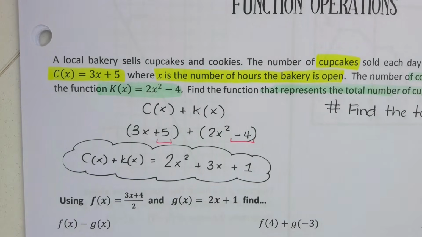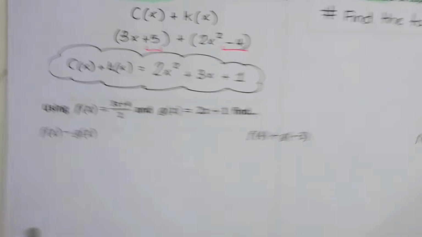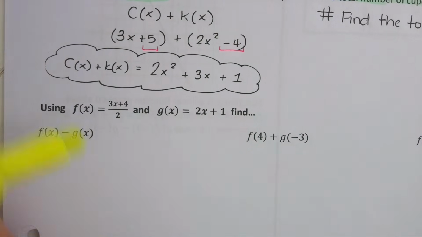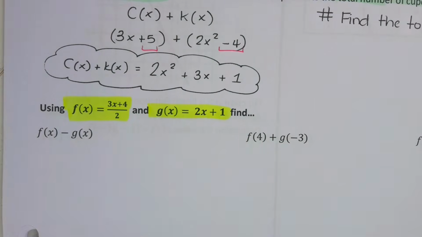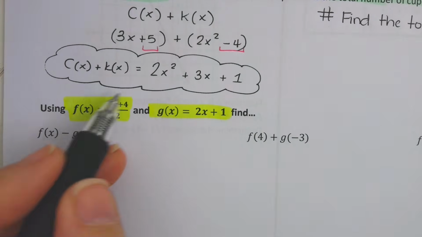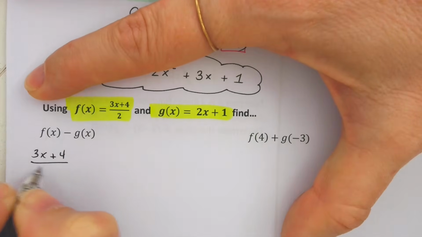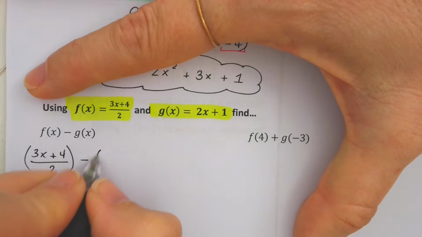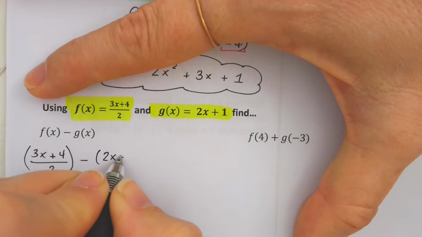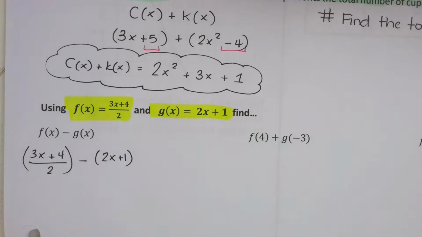On the next section, we're given two different functions, f and g. So we just need to make sure we pay attention to which one we're using first. The first thing I have to do is f of x minus g of x. So we'll have the f of x function, which is 3x plus 4 over 2, and we're subtracting g of x, which is 2x plus 1. When you're subtracting, are the parentheses important? Yeah, you can't just drop the parentheses and move on.